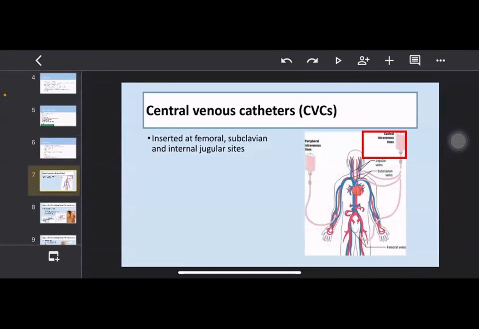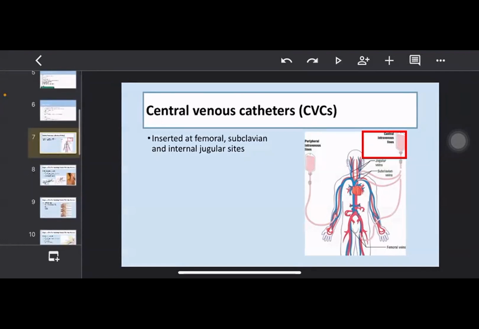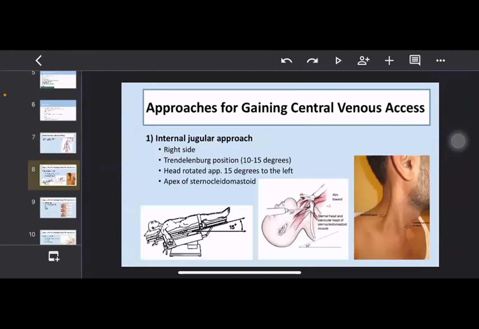Next, as I've mentioned before, the CVC can be inserted at the femoral, subclavian, and internal jugular sites. I'll be explaining briefly about these sites. The first approach is the IJV. This is the most common site for central venous access. We usually do it on the right side, the closest site to the right heart, and the patient needs to be set in the Trendelenburg position, which is 10 to 15 degrees.